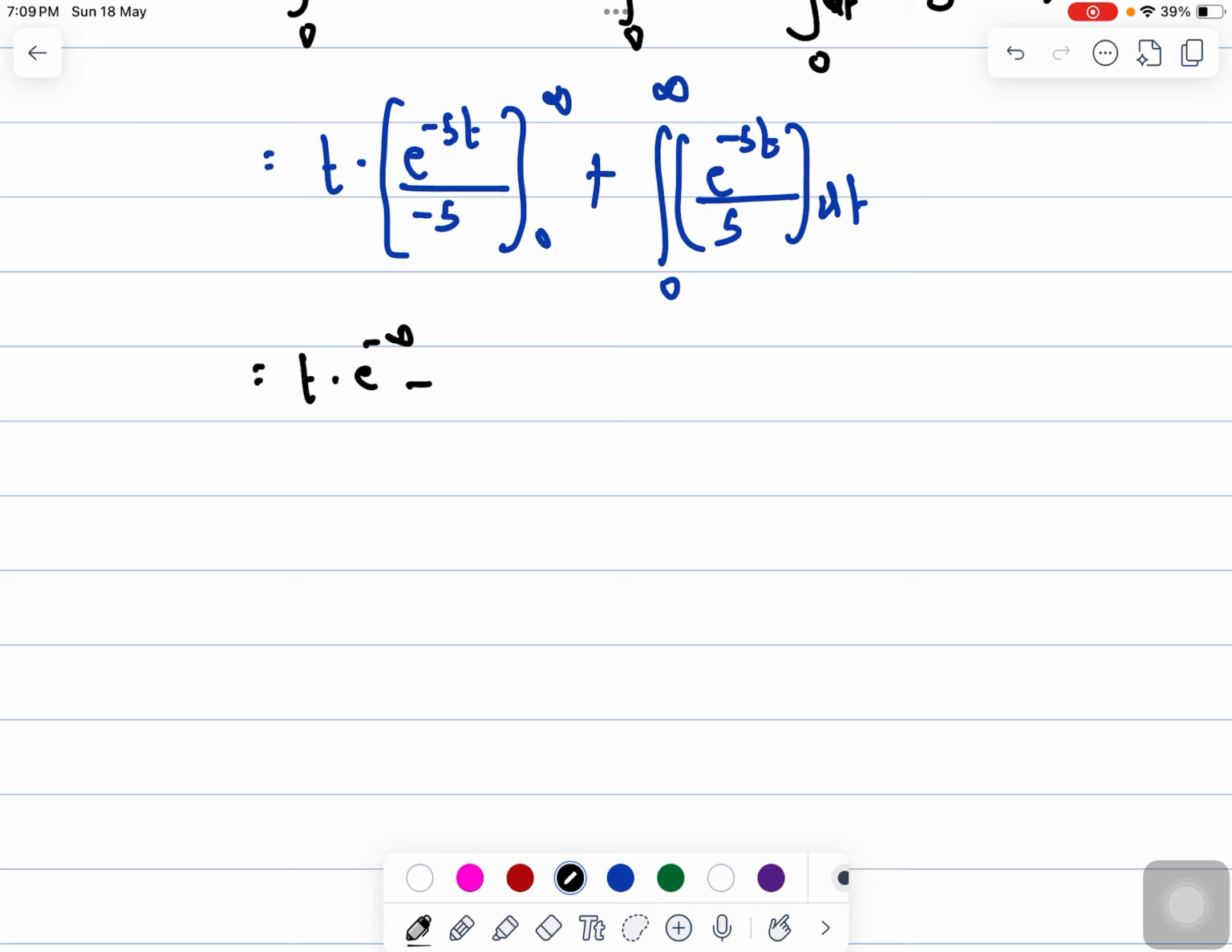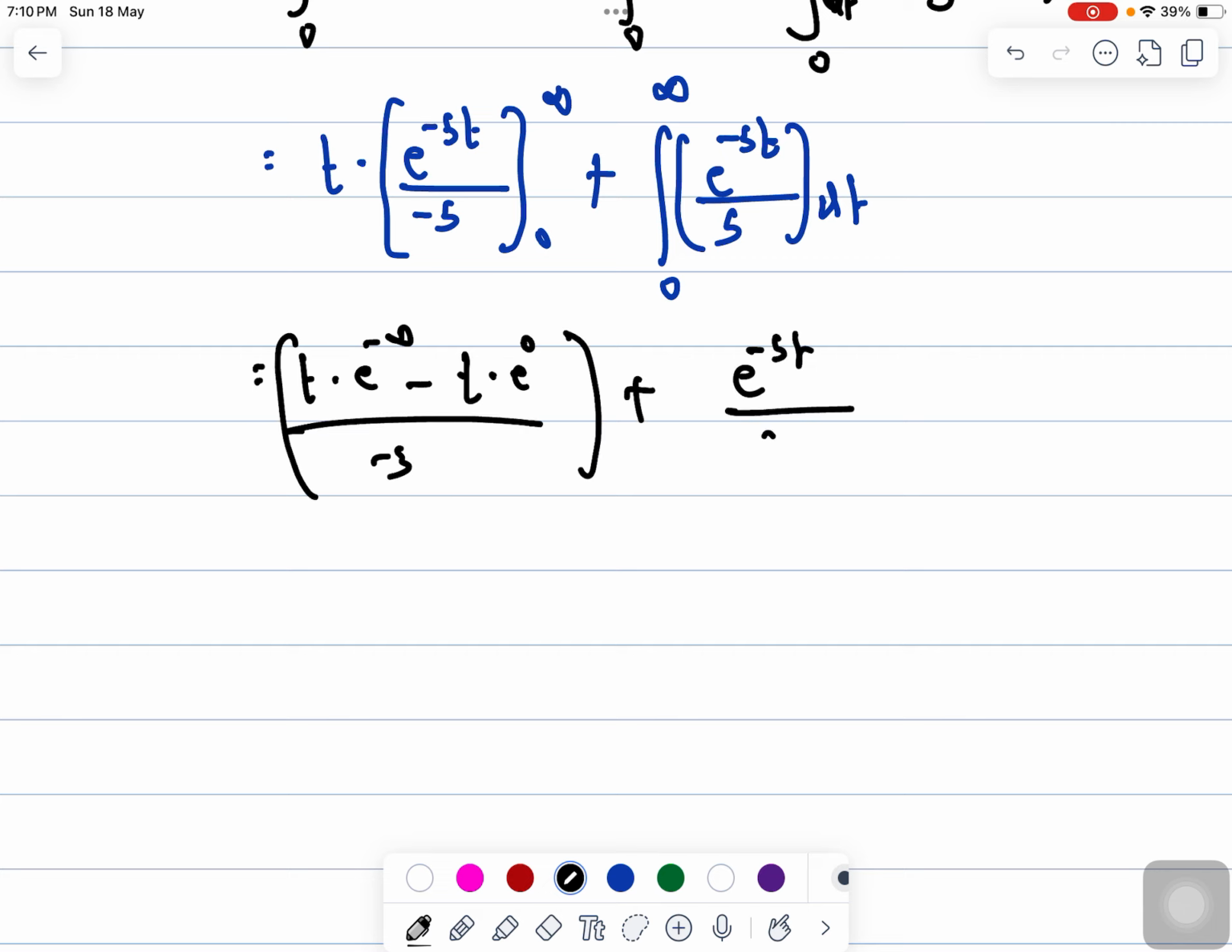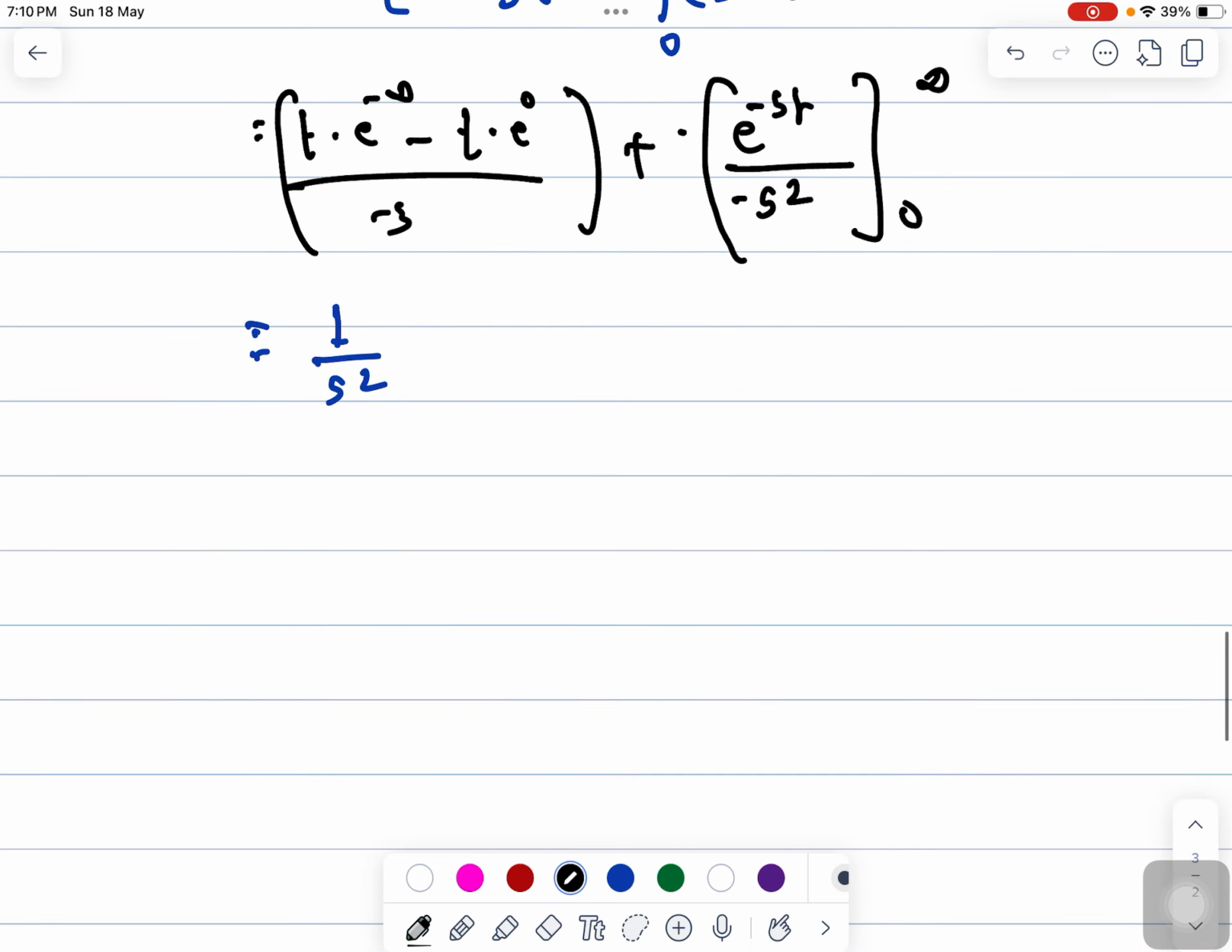t into e to the power minus infinity minus, obviously, t into e to the power 0 divided by minus s, something like that, plus e to the power minus st divided by s square, from 0 to infinity. Once you solve this particular thing, you will be getting the value 1 by s square. So finally what we have left is you have got Laplace transform of t is 1 upon s square, right?